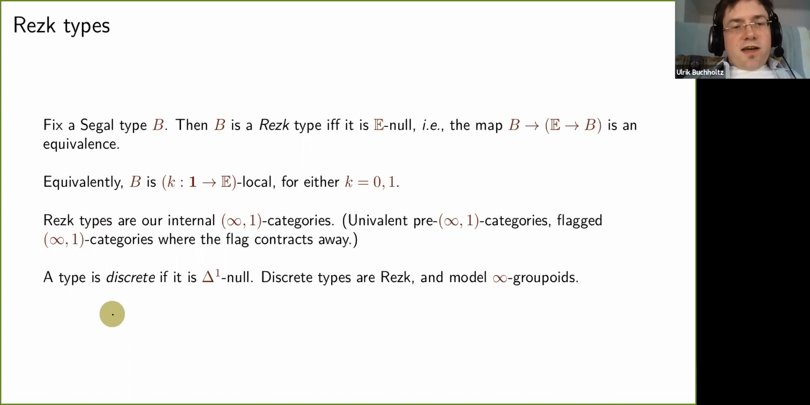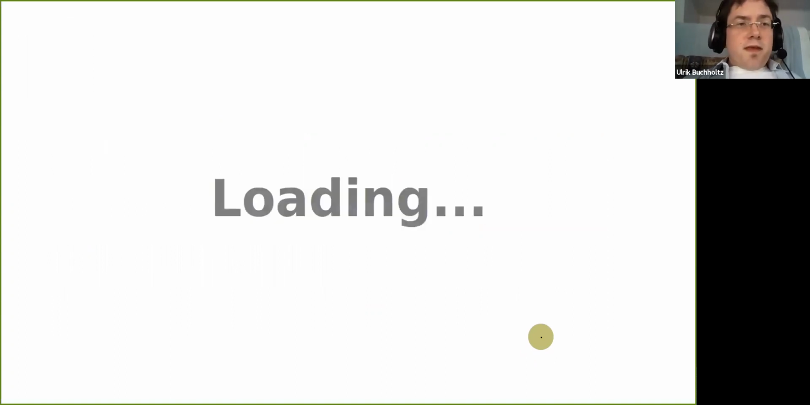And then we also have that a type is discrete if it's null with respect to the interval. So these discrete types are Rezk, and they model the infinity-groupoids. So this is the basic setup. Okay, I'm still just doing a recap.